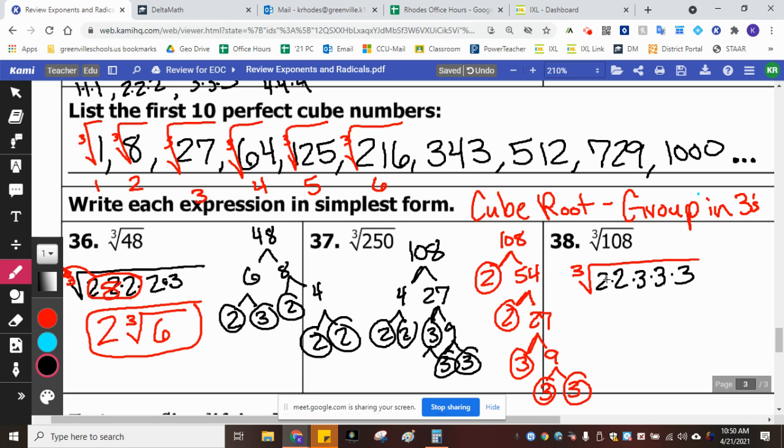So everything was 4 and 5. And 2 times 2 is 4.